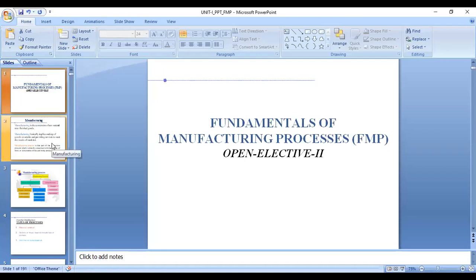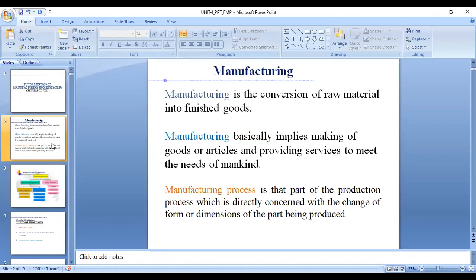As we discussed, manufacturing, right? What is manufacturing in technical terms and in simple terms? Basically, conversion of raw material into finished goods, if you want to give a simple definition, or you could even say it like making of the goods and articles to satisfy the needs of mankind, right? So changing of the form or dimensions, this is another way to see it.